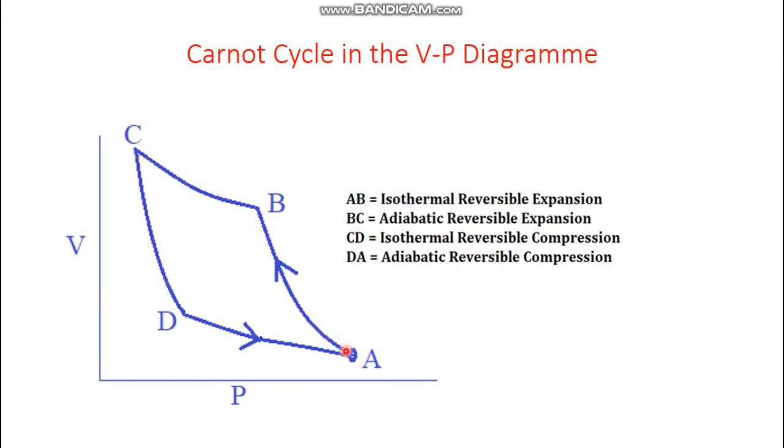So the journey starts from here, A, marked in bold, and then the arrow shows that it goes to B, then B to C, C to D, and then D to A. Here the journey is over. Thus the cycle is completed: AB, BC, CD and DA. So this is how the Carnot cycle would look if V is plotted on the y-axis and P is plotted on the x-axis. So that's all for this lecture.